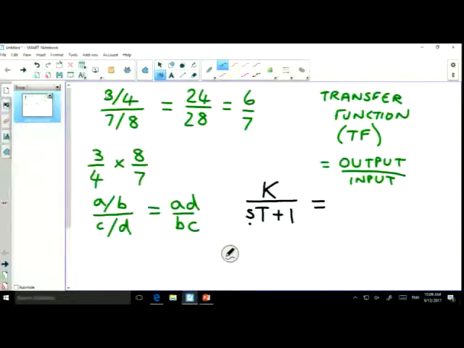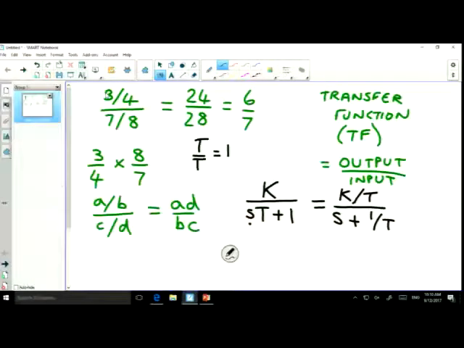Divide everything by T? Yeah, because if you did T over T, what does that give you? Divided by T is? Oh, yeah, so that would get rid of the T part here, wouldn't it? I divide T by T, it gets rid of the T. So you end up with K divided by T, over S plus 1 divided by T. Is that what everybody got? No, it doesn't matter if you didn't, you should get it now.